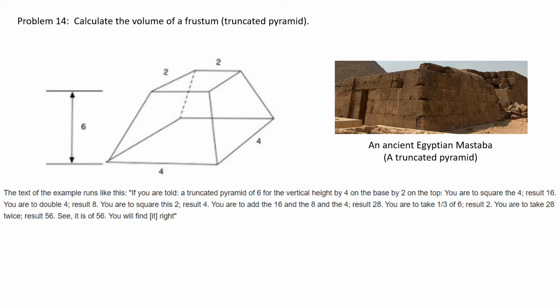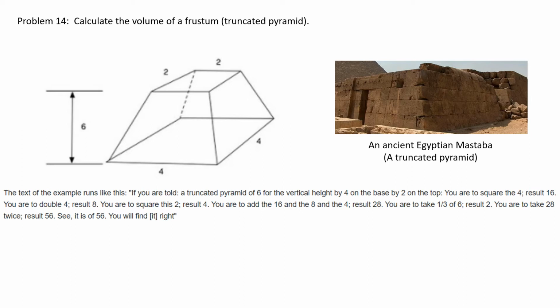If you are told a truncated pyramid of 6 for the vertical height and 4 on the base by 2 on the top, you are to square the 4, result 16. You are to double 4, result 8. You are to square this 2, result 4. You are to add the 16 and the 8 and the 4, result 28. You take 1/3 of 6, result 2. You take 28 twice, result 56, which is your answer.